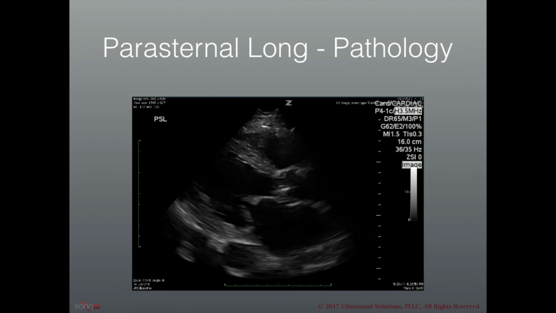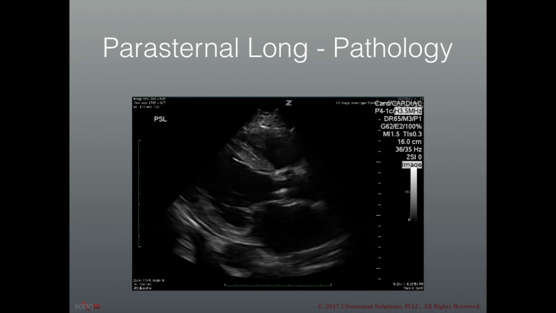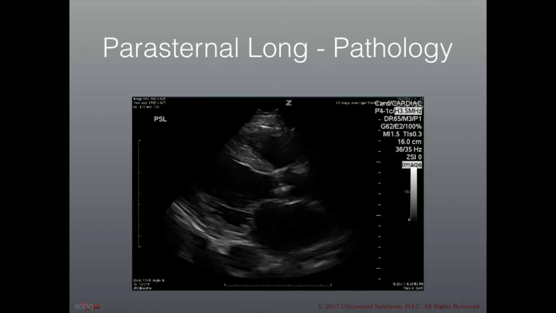In addition, the anterior leaflet of the mitral valve is not opening much at all, and it doesn't get anywhere near the septum. We don't see any pericardial fluid here, and again, this is not the best view for assessing for RV strain.